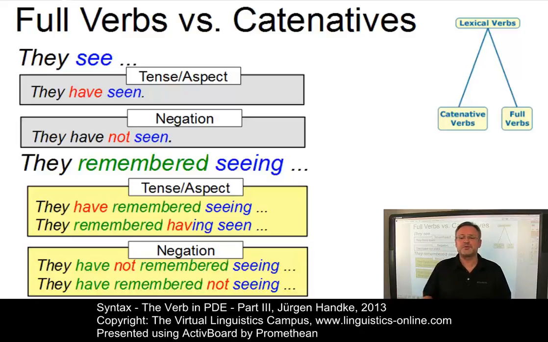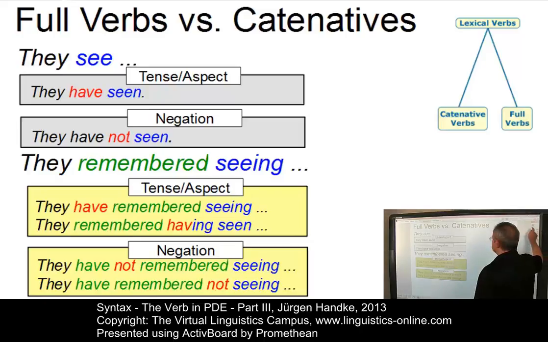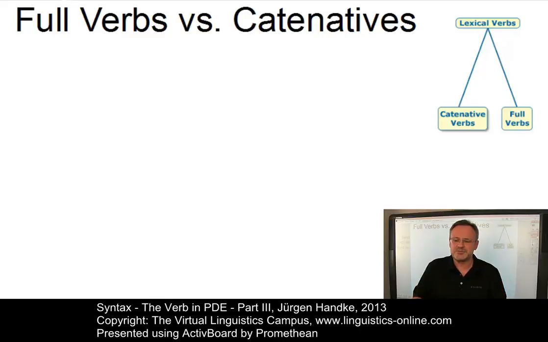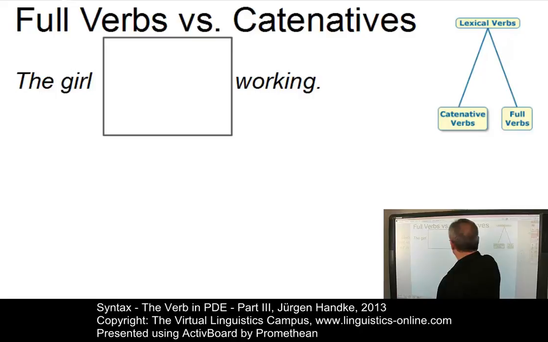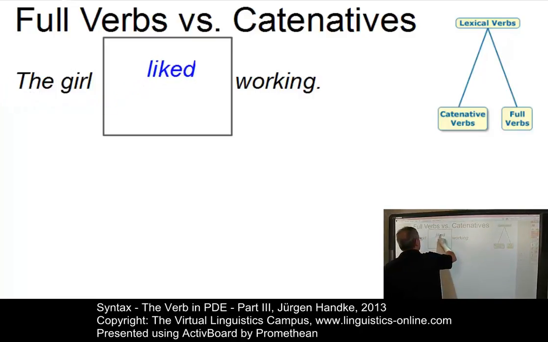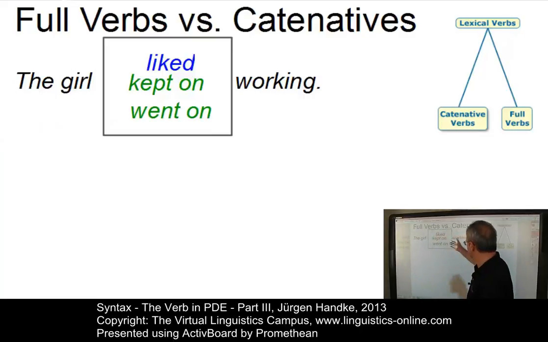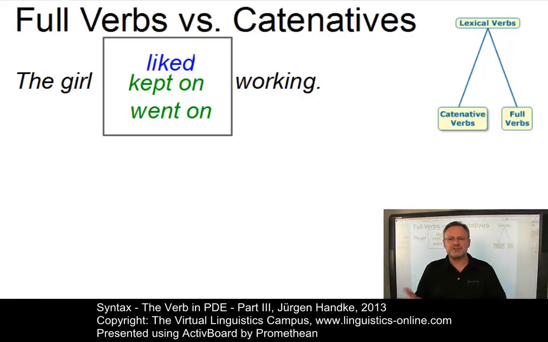Another important difference between full verbs and catenative verbs concerns their transitivity status. So let's look at this next. Let us insert some verbs into a context with a full verb at the end. The girl and then a verb, working. So we can have something like the girl liked working, the girl kept on working, the girl went on working. So here we have verbs, and the question that arises now is how can we distinguish these types of verbs?